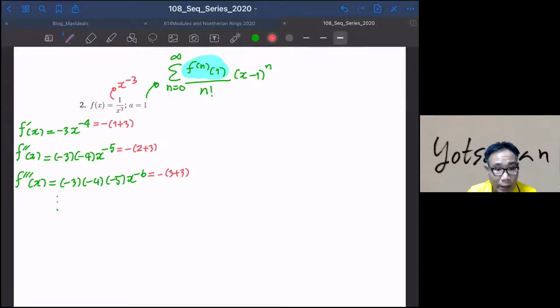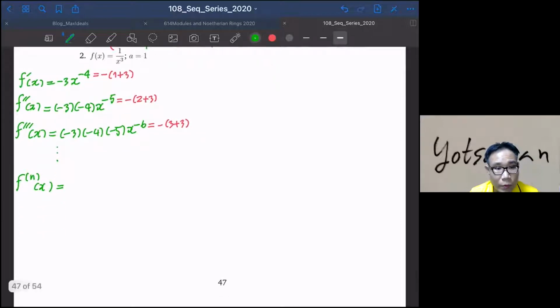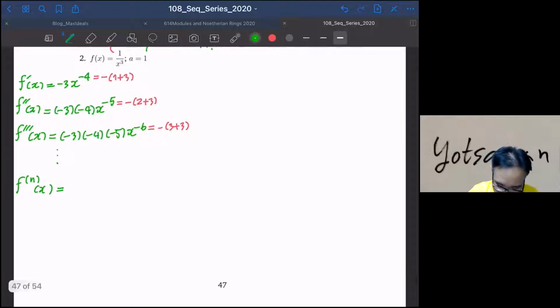So you may guess that if you have the nth derivative, you see that it's going to be 3 terms. So it's going to be negative 3, negative 4, negative 5, and you continue. Okay. So you continue this one, and it's going to be somewhere that we're going to stop, right? And we're going to have x to the negative n plus 3.